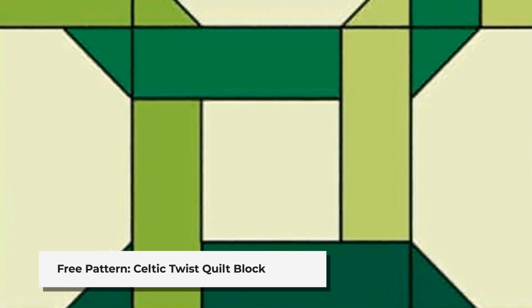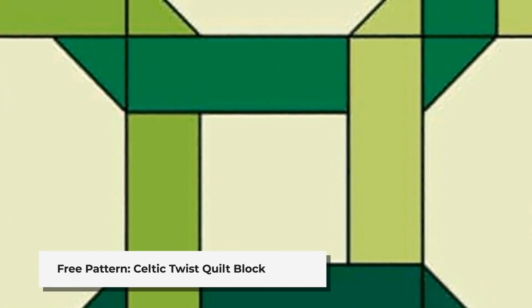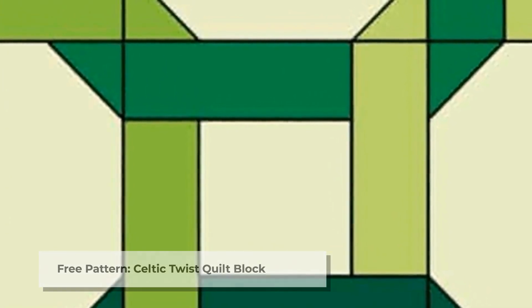The Celtic Twist Block, inspired by a trip to Ireland, measures 12 inches square and is suitable for confident beginners. It beautifully captures the essence of Celtic culture in fabric form.